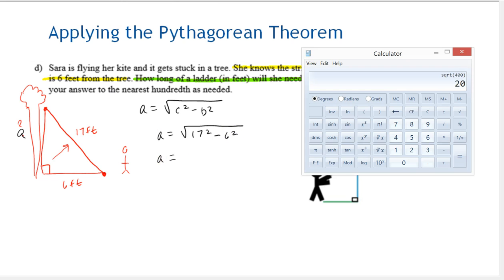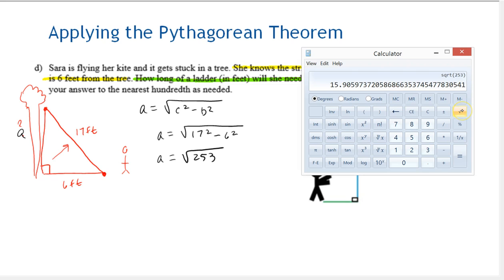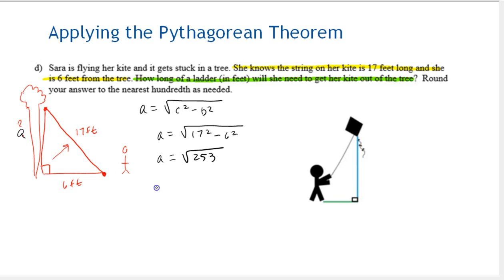Now I'm going to put that in the calculator. 17 squared minus 6 squared. Oh, I think I hit something wrong. 17 squared minus 6 squared gives us 253. And now we will take the square root, and we get approximately 15.91 rounded to the nearest hundredth. So a is approximately 15.91. Okay. So that means she needs a ladder that's at least 15.91 feet to get the kite out of the tree.